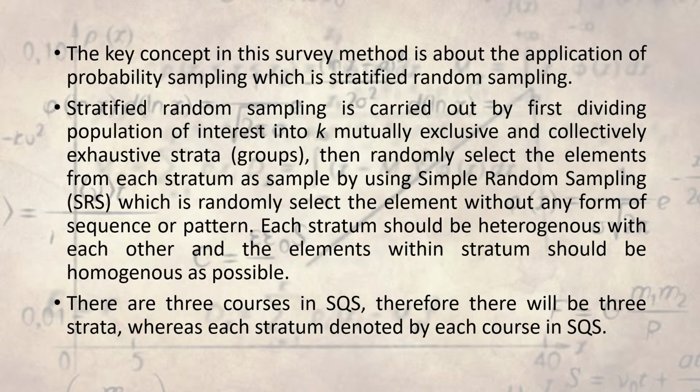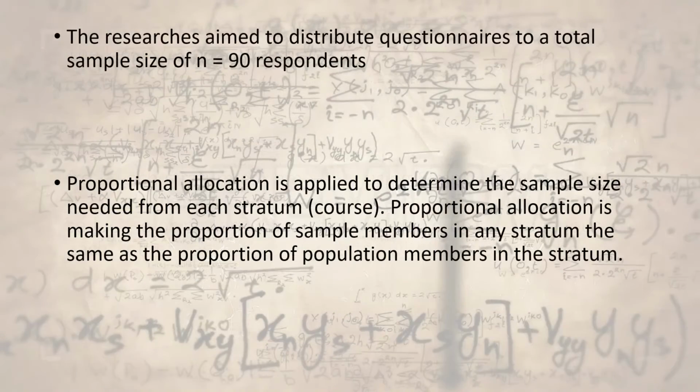Each stratum should be heterogeneous with each other, and the elements within a stratum should be as homogeneous as possible. This means that each group should be different in characteristics, but all the elements in each stratum should be the same. There are 3 courses in SQS, therefore there will be 3 strata, whereby each stratum is denoted by each course in SQS. The researchers aimed to distribute questionnaires to a total sample size of n equals 90 respondents, which means that each course should have 30 respondents, so in total there will be 90.